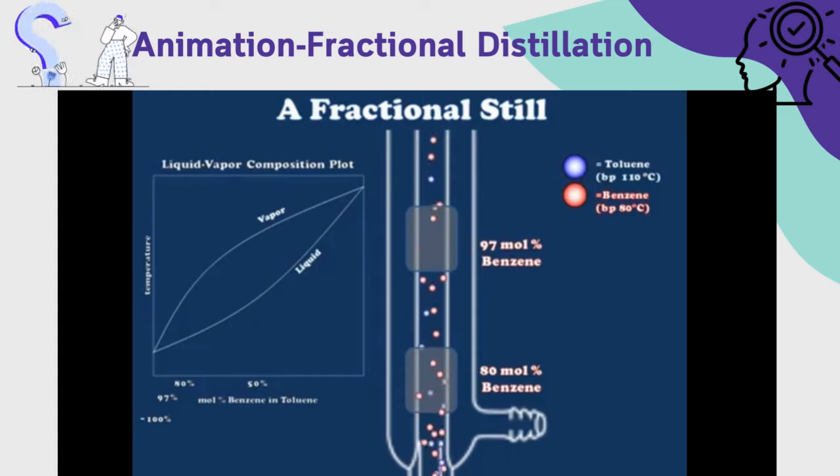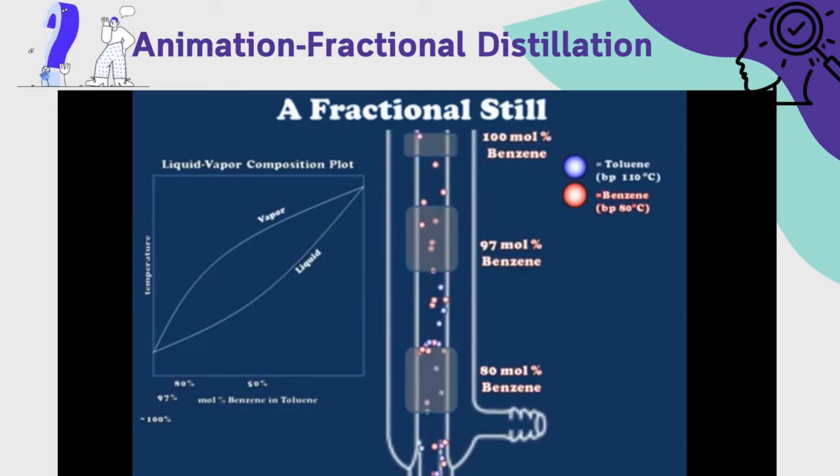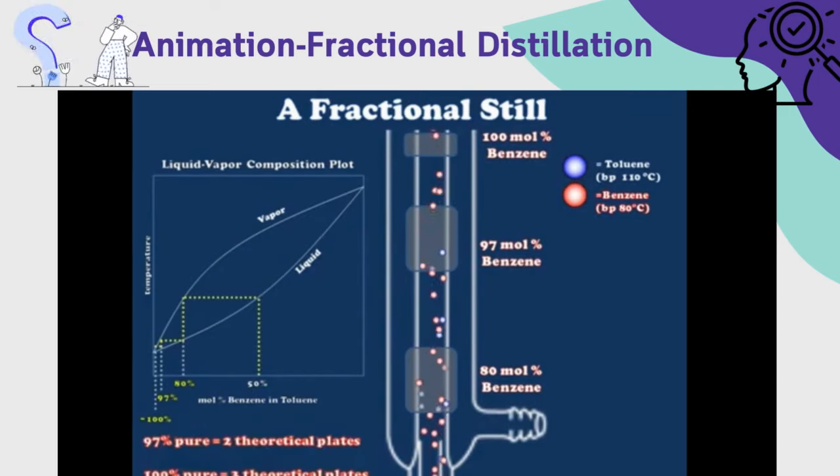Near the bottom, the mixture contains about 80% benzene, but at the top, it can be almost 100% pure. This process simulates multiple distillations in one go, improving the efficiency of separating components based on their volatility.